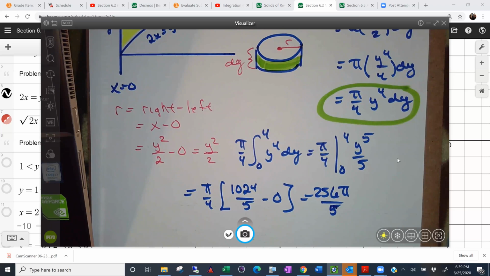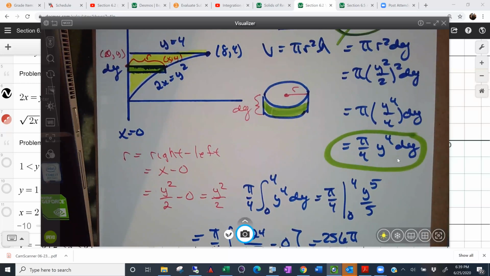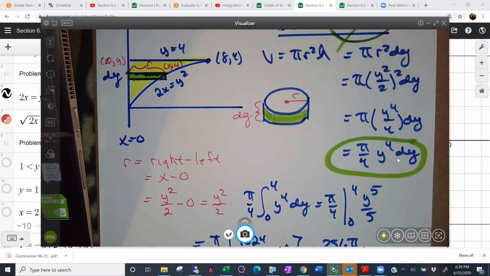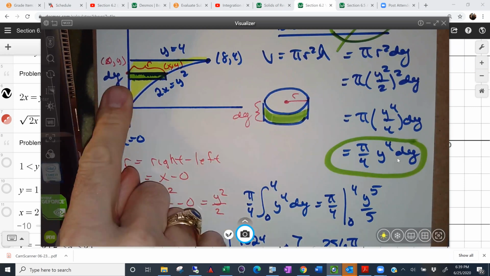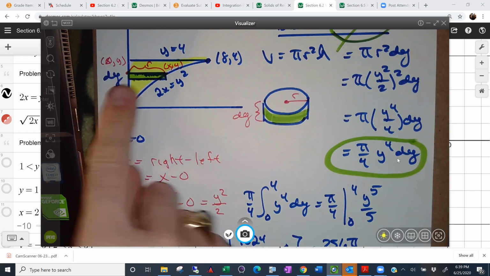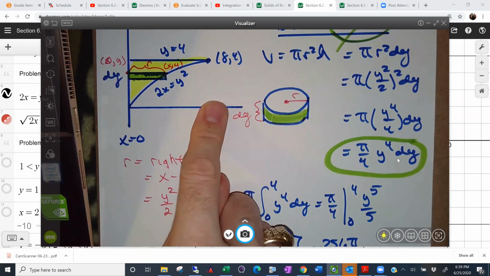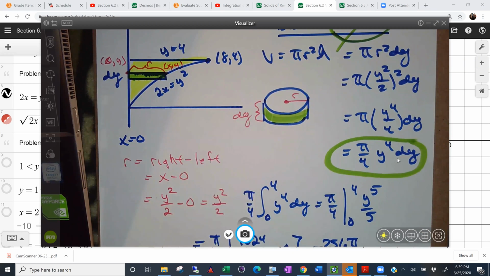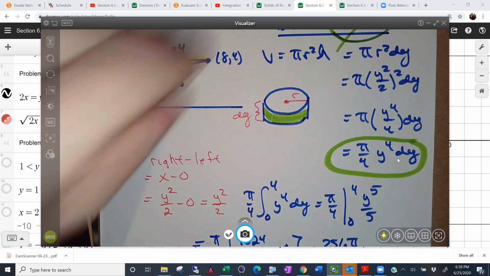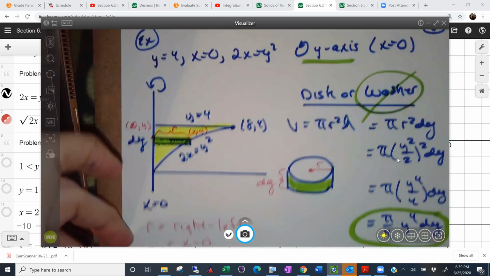If you have time, could you do an example like dy, but not a disk, like a washer type problem? Like at least what would that look like? Sure, sure. How about if we take this one and instead of rotating around the y-axis, what if we rotate around the line x equals 8? That would be a washer. So, sure. Would that help? Would that be a good one? Yes. I don't think we've done that type, at least.